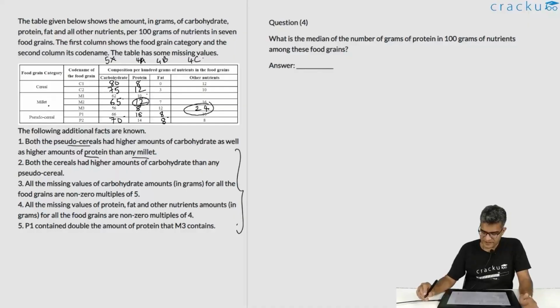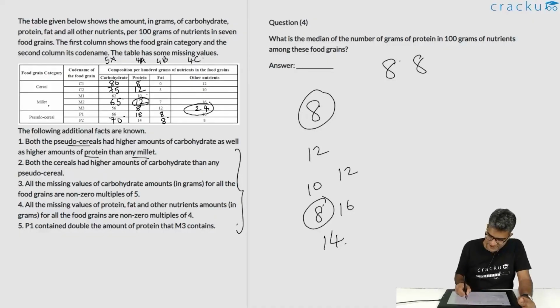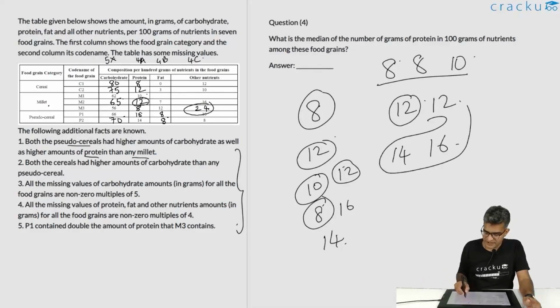What is the median of the number of grams of protein in 100 grams of nutrients among these food grains? So we are looking for protein. The protein is 8, 12, 10, 12, 8, 16 and 14. If you are arranging them in ascending order, we have 8 over here. We have another 8 over here. We have a 10 over here. We have two 12s, 12 and 12. We have a 14 and a 16. Median will be the centermost, which will be this 12. There will be 3 which are less than it, and there will be 3 to the right of it. So the median is 12.